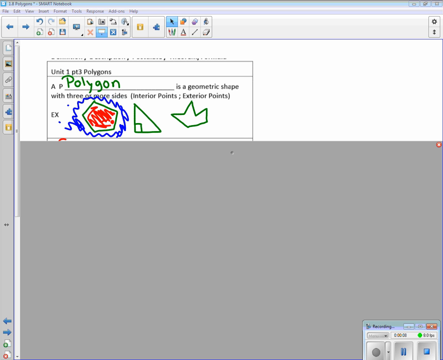So first up, polygon. A polygon is a geometric shape that has three or more sides, okay? And we can talk about interior points and exterior points. If you look at the figure here, under the example, you have three figures that are in green. The interior points are marked in red and the exterior points are marked in blue. Remember, a point is just a location. Make sure you understand that before we move on.